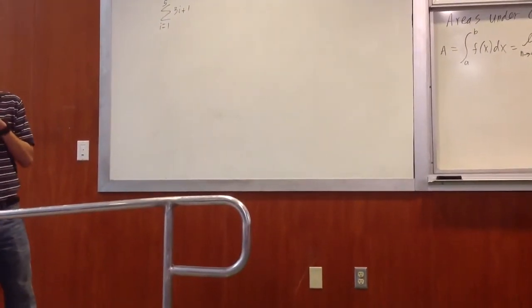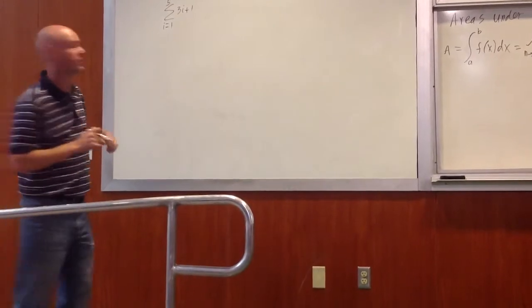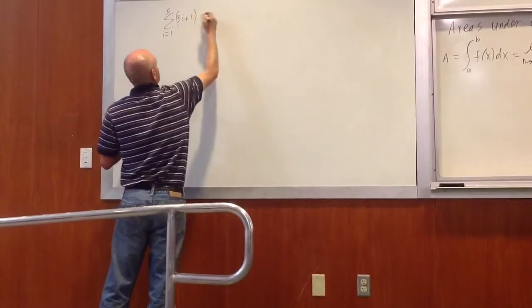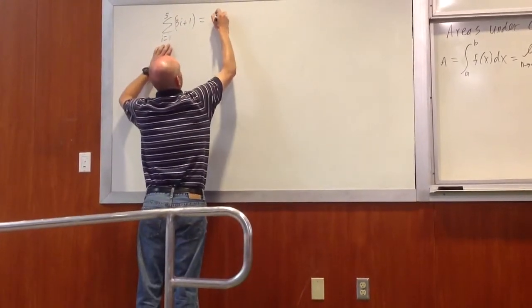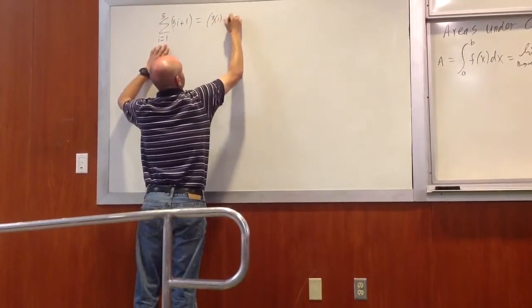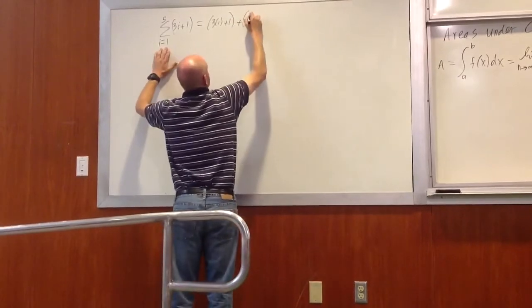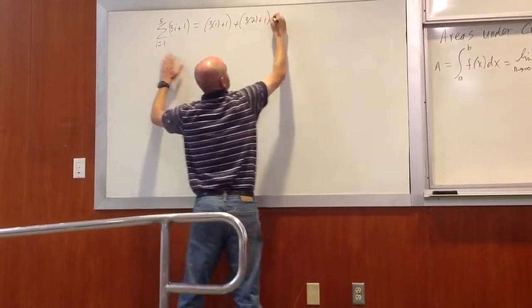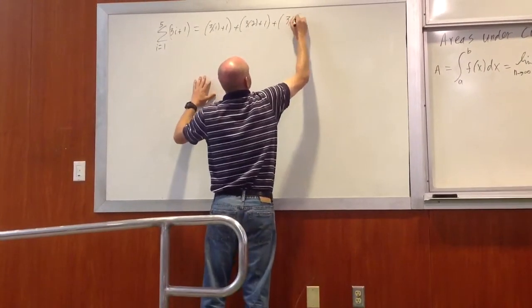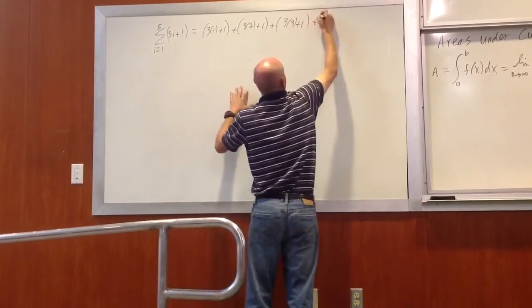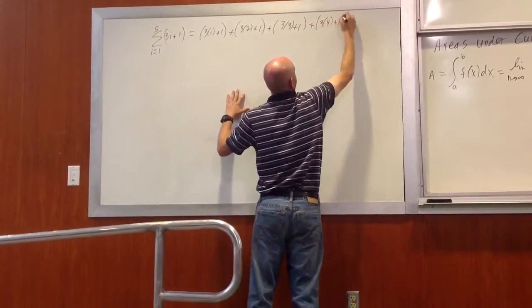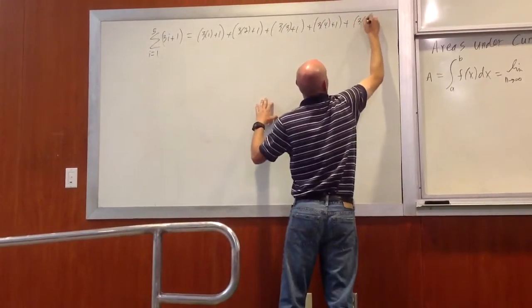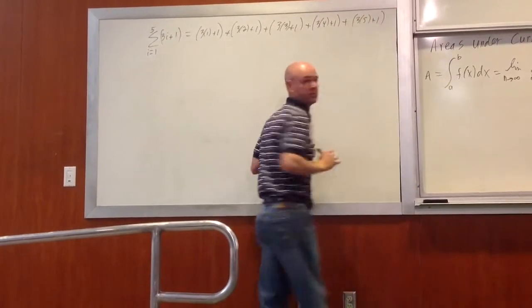Okay, folks. If you've never seen this notation, we're going to do this. Here, i is starting at 1. So I'm going to go 3 times 1 plus 1, plus 3 times 2 plus 1, plus 3 times 3 plus 1, plus 3 times 4 plus 1, plus 3 times 5 plus 1.